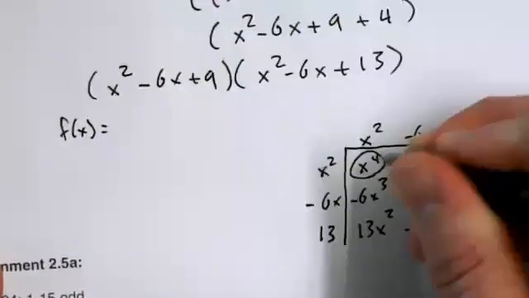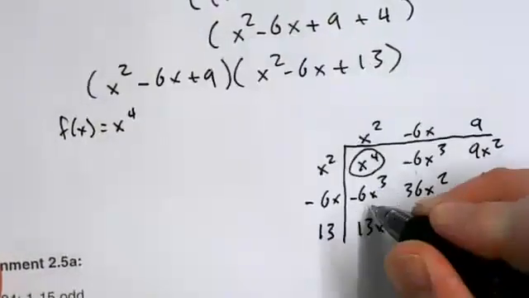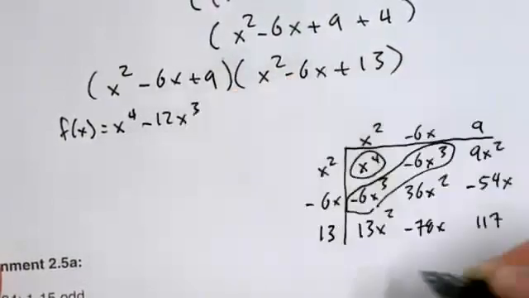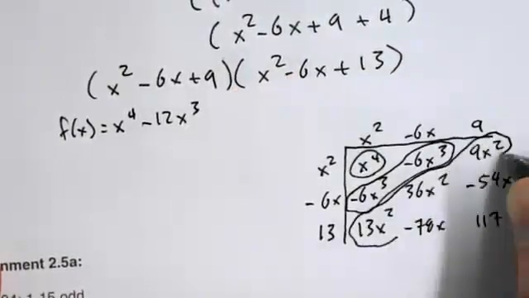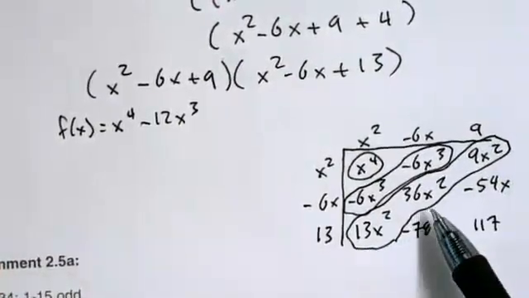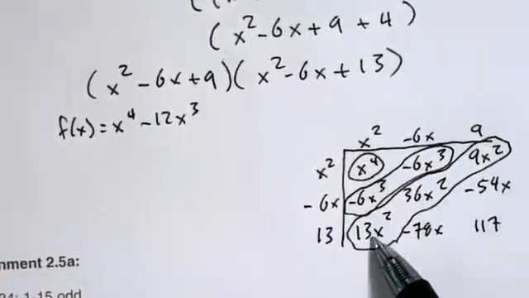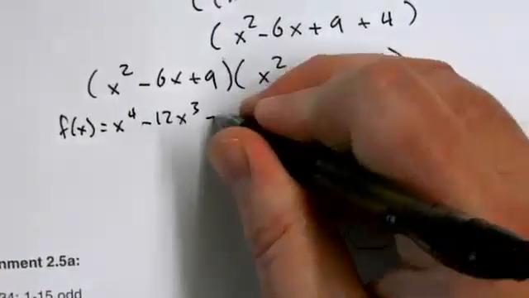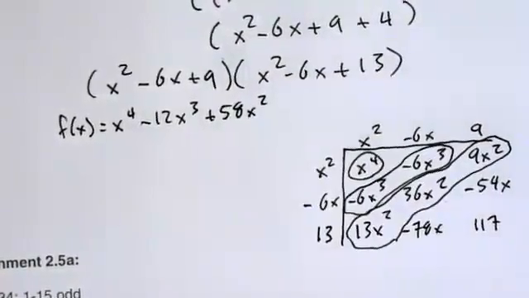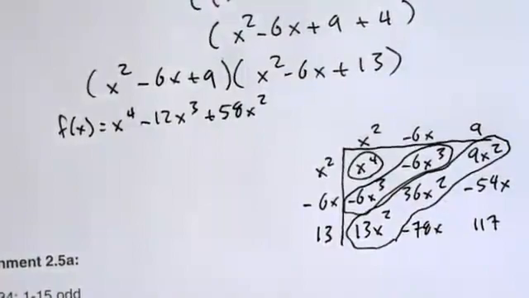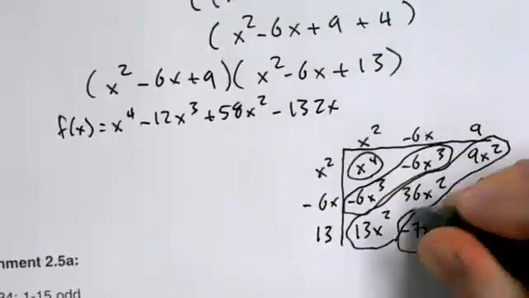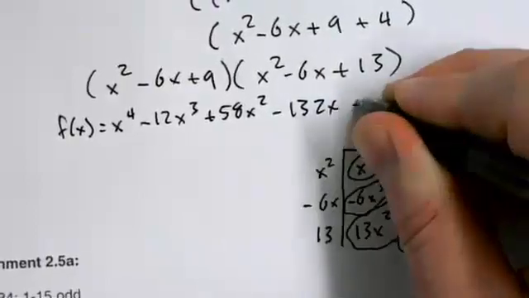So what do we got? We got x to the 4th. Got minus 12x to the 3rd. We're gonna have a few x to the seconds. 9 and 36 is 45. We need 58x squareds. Negative 54 and negative 78 is negative 132 x's. And then we got our 117.